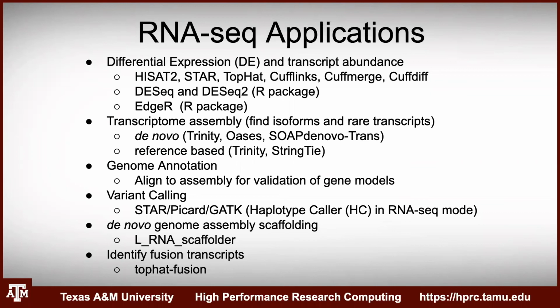For transcriptome assembly, Trinity is the standard now. Oases and SOAPdenovo-Trans are older programs, but for reference-based, you can do Trinity or StringTie. You can also do something like Cufflinks after an alignment to build your annotation. So you can do variant calling with RNA-seq. I haven't really seen much of that, but it is possible to do. You can also use RNA-seq to scaffold genome assemblies.